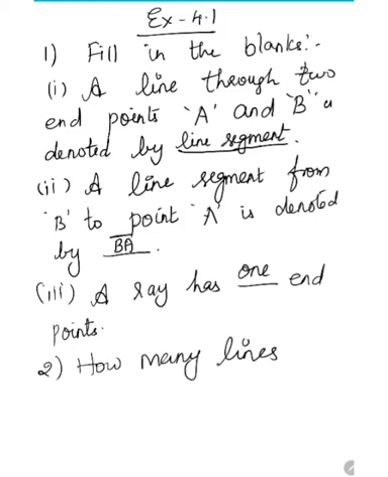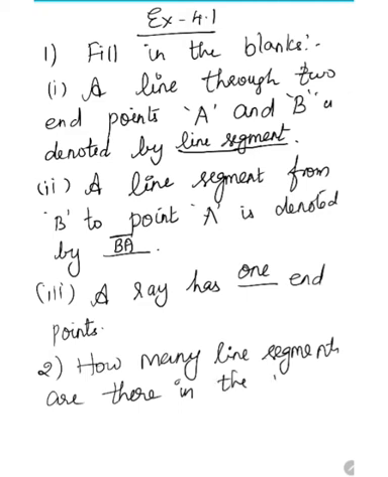Okay. So the second question is how many line segments are there in the given line, and name them. How many line segments are there in the given line? Name them. Okay. So this is your line. This line is called A. So the first one is P, A, B, C, Q. This is your line segment. They asked how many line segments are there.